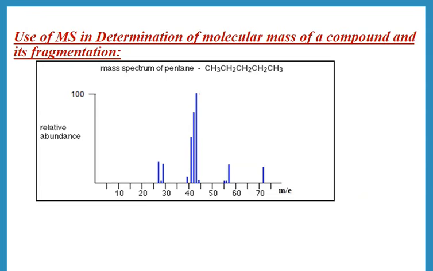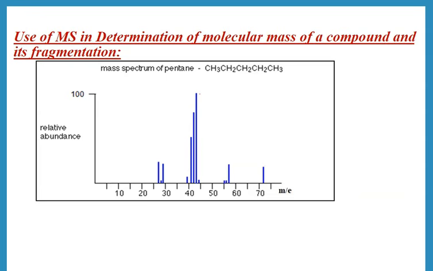A mass spectrometer will give you a spectrum that looks something like this. In this case, we're analyzing a compound, pentane. If you remember from previous years, pentane is an alkane. It is made up of 5 carbons and how many hydrogens? 12 hydrogens.